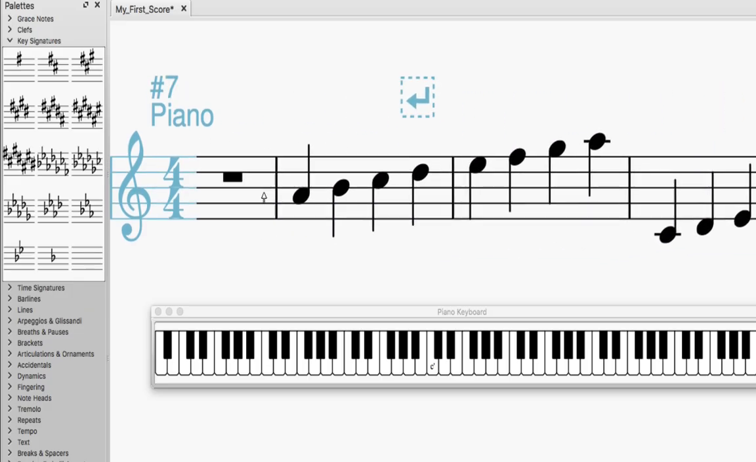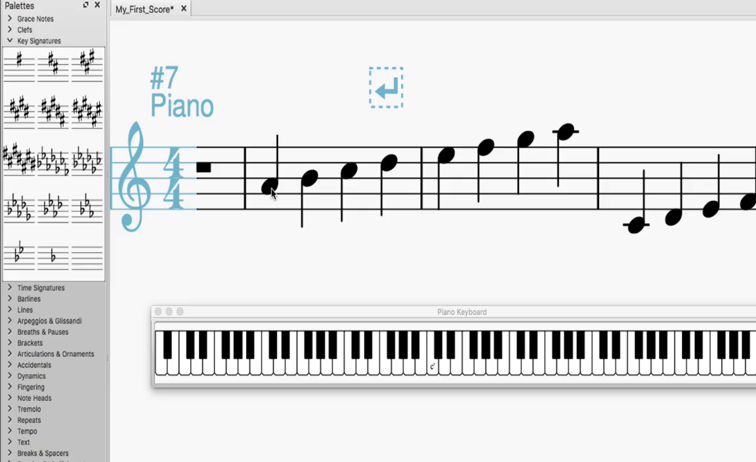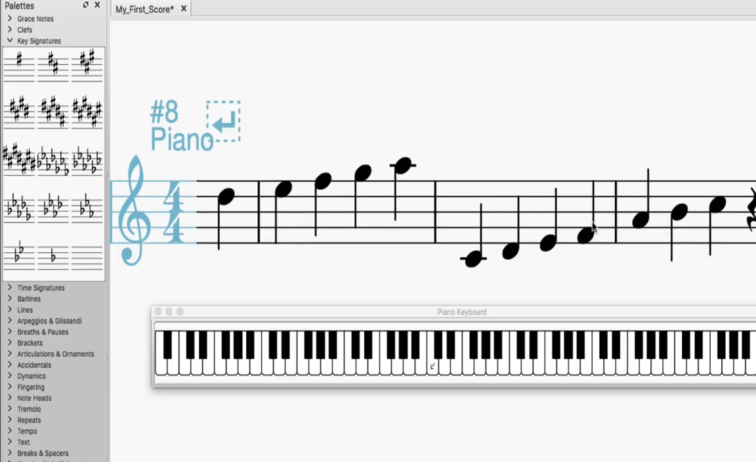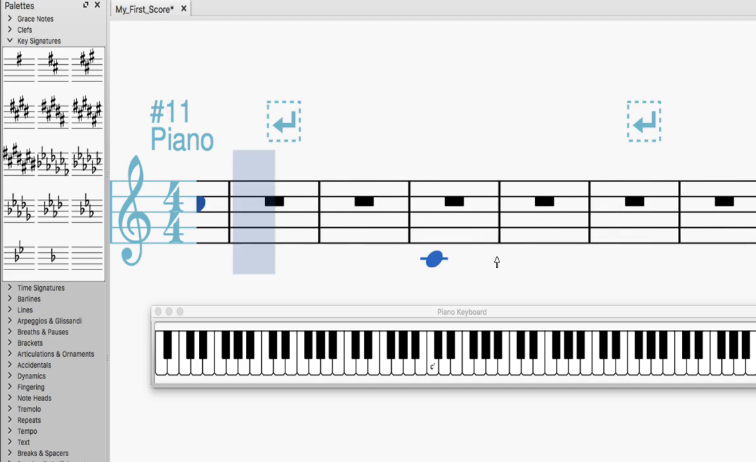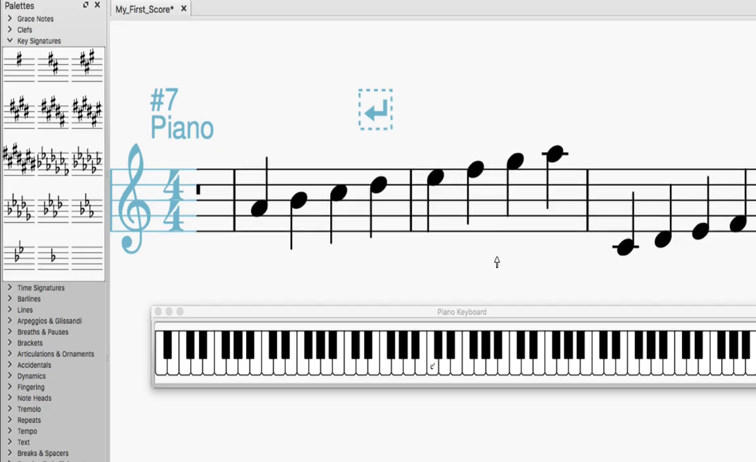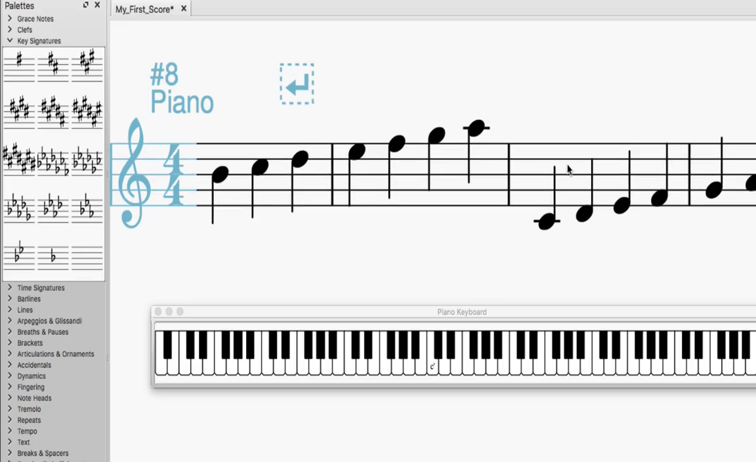Okay, so what we're going to hear here is an A minor scale going up, and then we're going to hear a C major scale going up. Clearly I skipped something here. Skipped my G. I'm missing a note. There we go. Okay, so we're going to hear an A minor scale and then a C major scale.